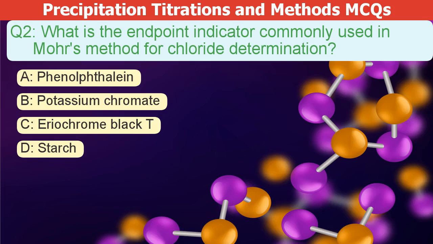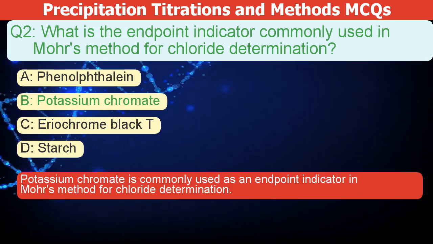What is the endpoint indicator commonly used in Mohr's method for chloride determination? A. Phenolphthalein. B. Potassium chromate. C. Eriochrome Black T. D. Starch. The correct answer is B. Potassium chromate is commonly used as an endpoint indicator in Mohr's method for chloride determination.